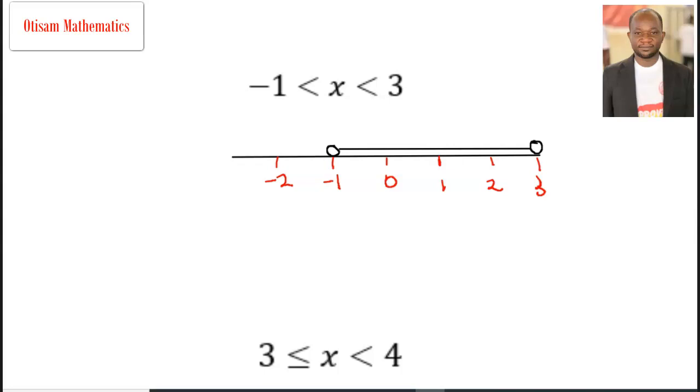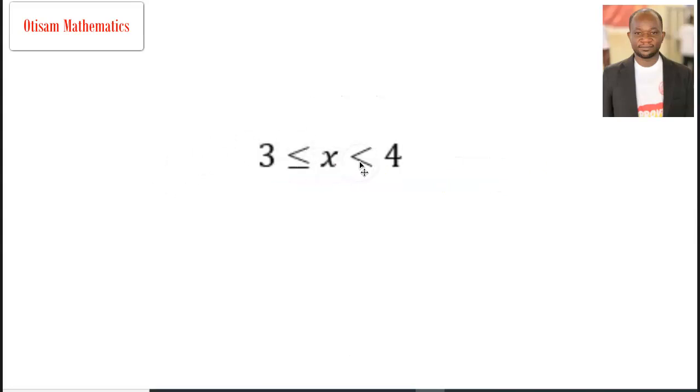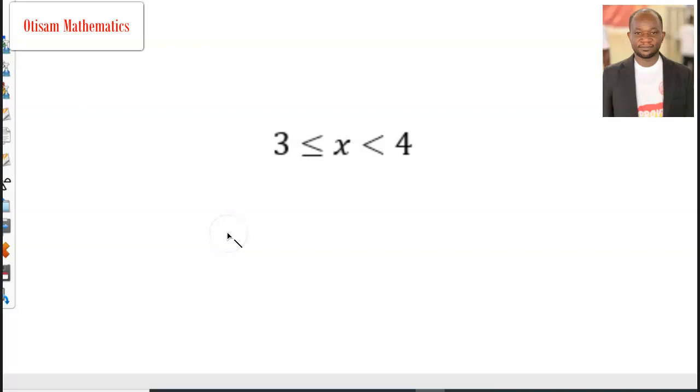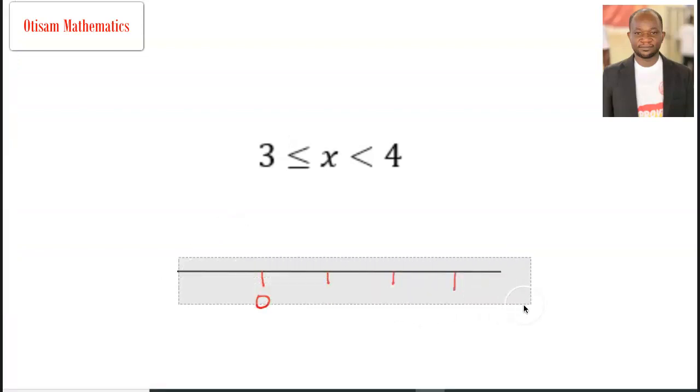Let's look at the last one, 3 less than or equal to x less than 4. You draw your line. So you shade the left inequality end, shade this one. Okay, so this is how we represent this on a number line. We'll be doing more of this when we begin to solve the inequality.